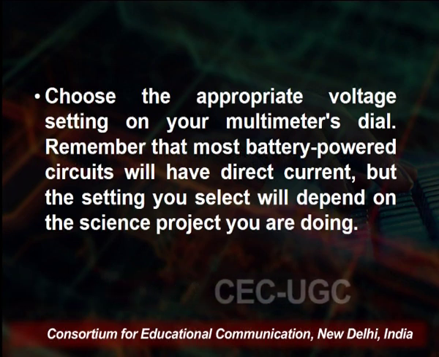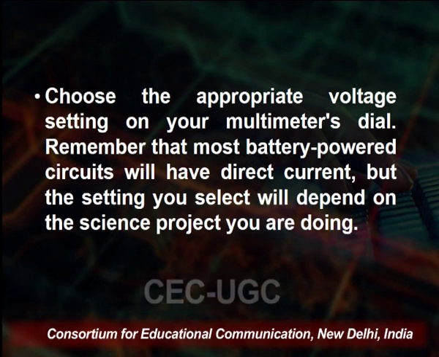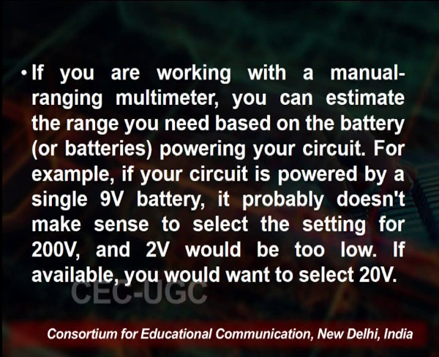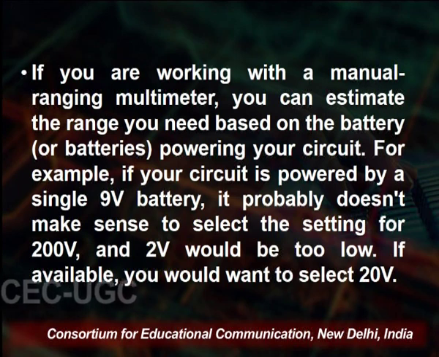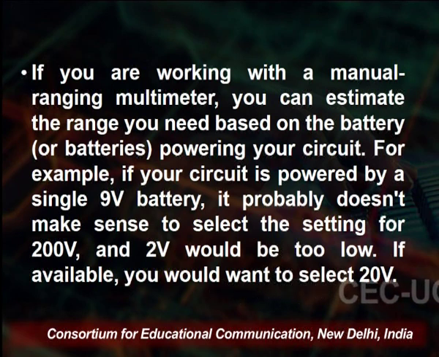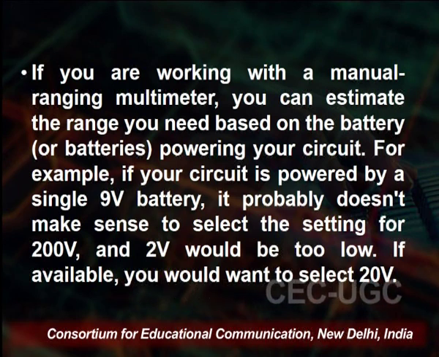Most battery powered circuits will have direct current, but the setting of the selection will depend upon the value we are measuring. If we are working with a manual ranging multimeter, we have to estimate the particular range on the basis of the battery used in the circuit. For example, if the circuit is powered by a single 9 volt battery, it probably does not make any sense to select the setting for 200 volt.